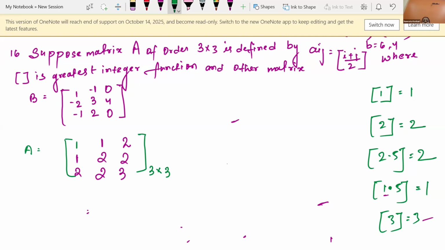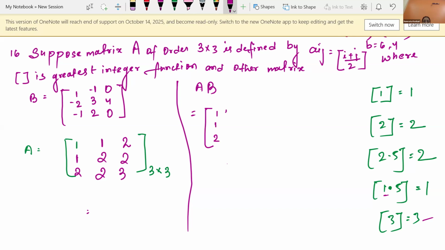So we got A. Now we will be finding A into B. Our B matrix is already given, and A we have already obtained. A into B we will be finding carefully. So A into B, AB. It's first A, and then B.